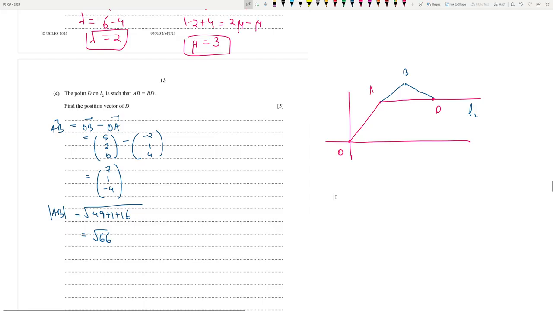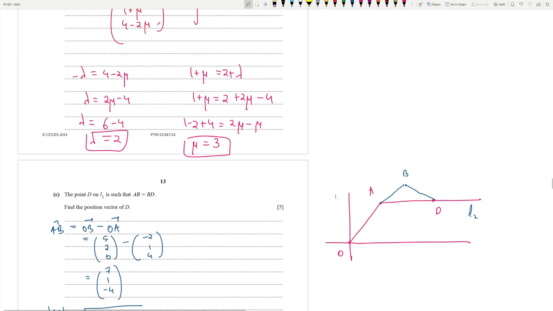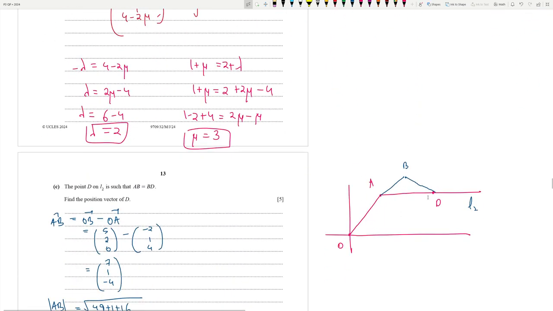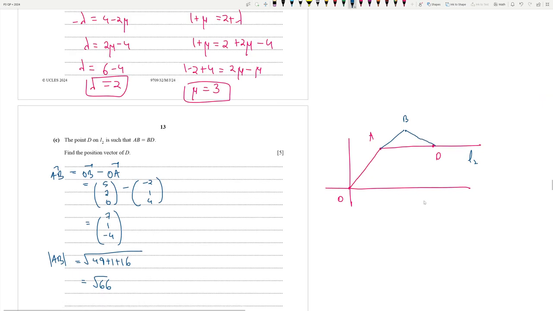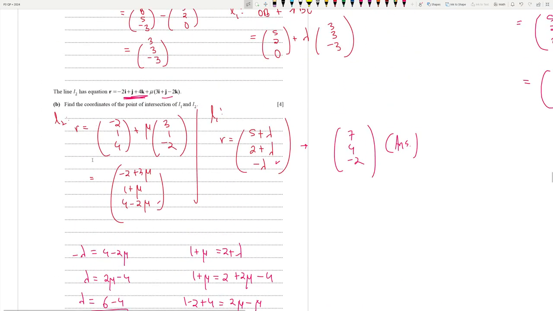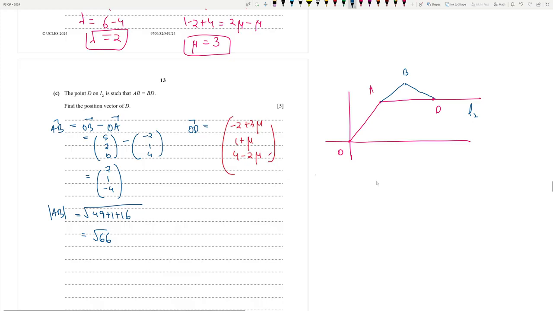Okay, now BD. I need BD. So BD is OD minus OB. Let's find out OD first. So what is the OD going to be? OD basically lies on this line L2, right? So this is basically the equation for a point on line L2. So we can just write that this is OD. Fine.